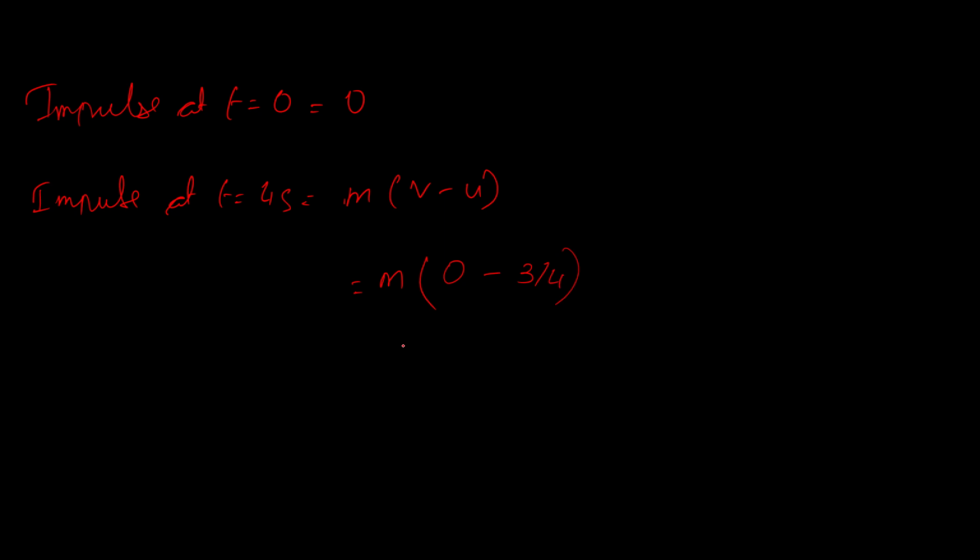What is m as given in the question? m is 2. So 2 into minus 3 by 4 is equal to minus 3 by 2 kilogram meter per second, which is equal to minus 1.5 kilogram meter per second. See, simple question. Just understand the graph and we can do it, guys.